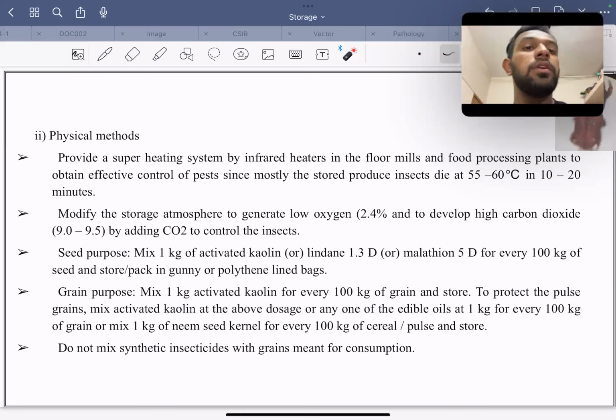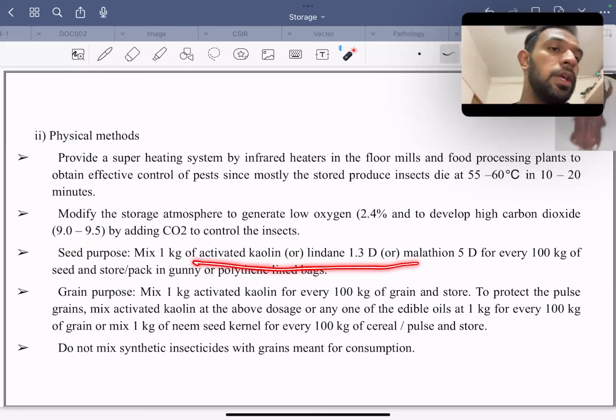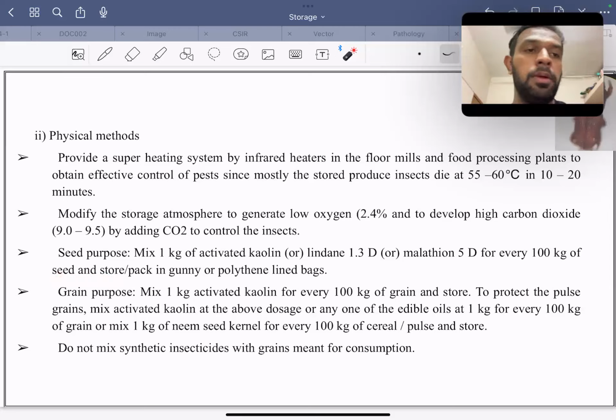Okay, then in case of seed purposes, you can use activated kaolin, lindane, or malathion for every 100 kilograms of seed and store them in gunny bags or polythene lined bags.